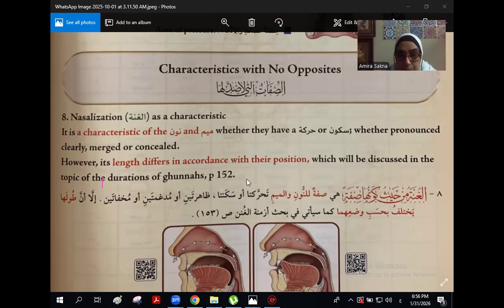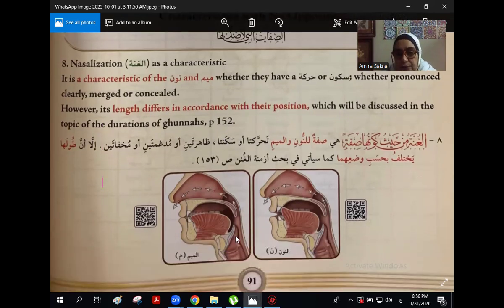And this is where we'll go now, to know the duration of it. Just before we go, I would like you to remember the articulation point of noon and of meme. When the sound of noon and meme wants to go outside from the mouth, it is blocked. The articulation point is closed here, so it goes back and out through the nasal cavity, producing the ghunna. Meme is the same: the lips are closed, so it goes back and out through the nasal cavity, producing the ghunna.